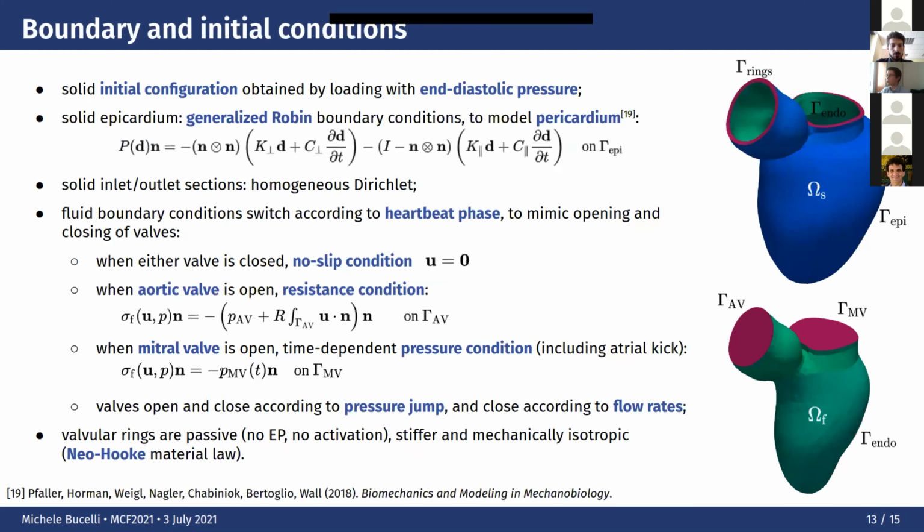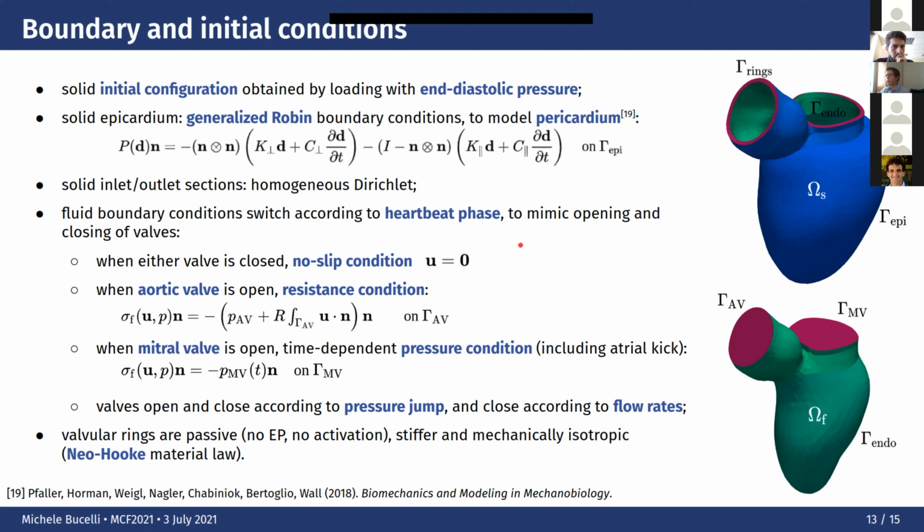So let's see some results of simulation in this context. I will briefly describe the simulation setup. So we start by obtaining our initial configuration for the structure that is consistent with the end diastolic phase of the heartbeat, which is where we want our simulation to start. And we do so by inflating the ventricle to end diastolic pressure. For epicardial boundary conditions, we use generalized Robin conditions to model the presence and the effect of pericardium, whereas we keep fixed inlet and outlet sections.